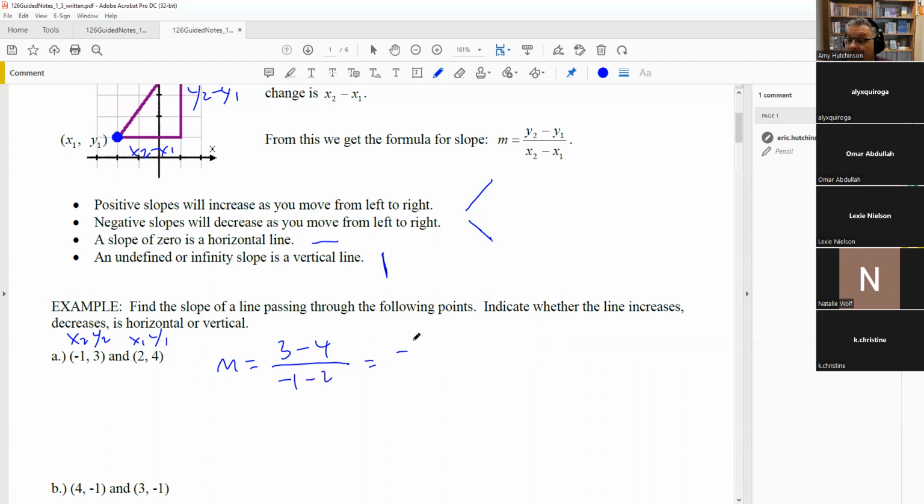So that's going to give us -1 over -3, and the negatives are going to cancel out. And so this is a positive line. And it says here that positive slopes will increase. So I'm going to say that this line increases because it has a positive slope, which means that as I go from left to right, it's increasing or going up like that. So we say it increases in that case.